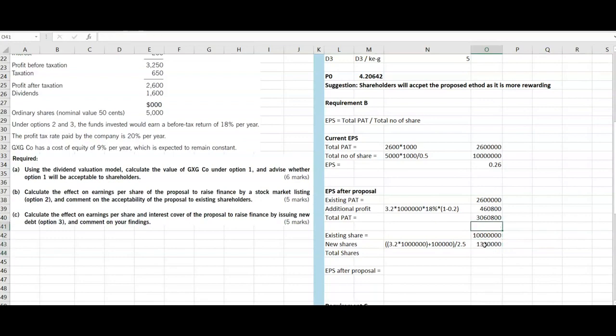So we'll add both. So we got an answer, and this is the total shares. So we'll find out the EPS. The EPS will be the PAT divided by the total shares, and our EPS after the proposal comes to 0.27.